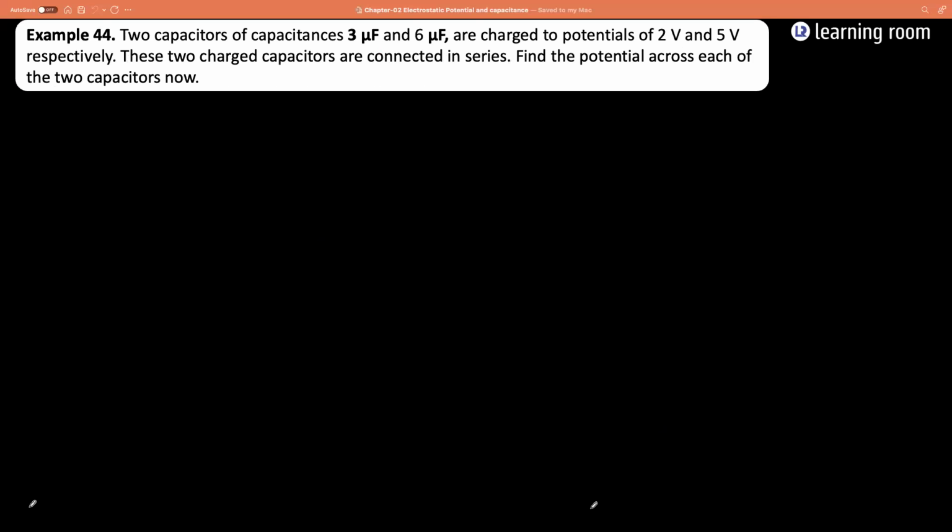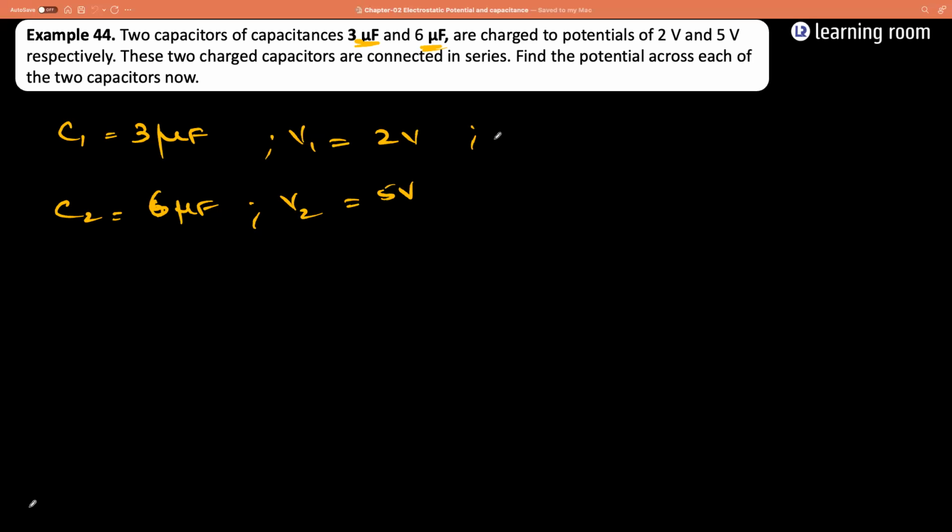Try this. Two capacitors, 3 microfarad and 6 microfarad, are charged to potentials 2 volt and 5 volt respectively. These two charged capacitors are connected in series. Find the potential difference across each of the two capacitors now. So C1 is equal to 3 microfarad and V1 is equal to 2 volt. C2 is equal to 6 microfarad and V2 is equal to 5 volt.